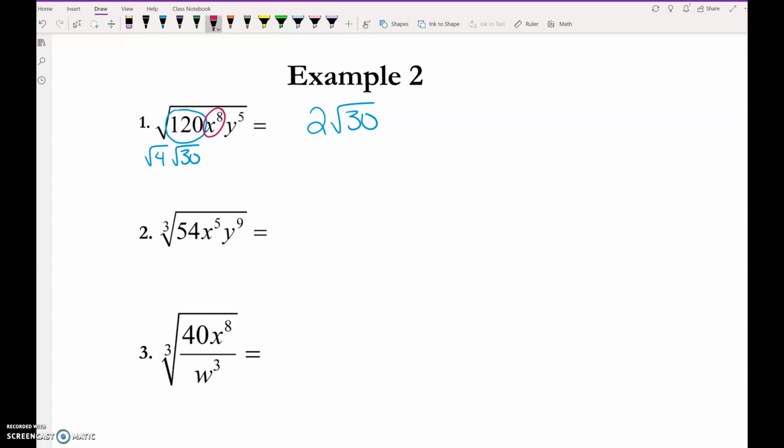Square root of x to the 8th. How many groups of 2 are in 8? 4, with none left over.